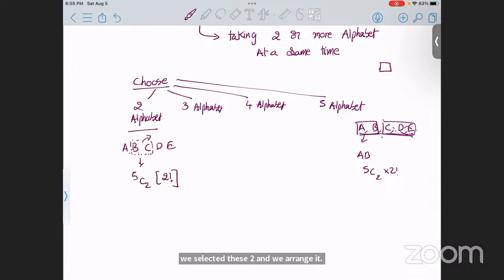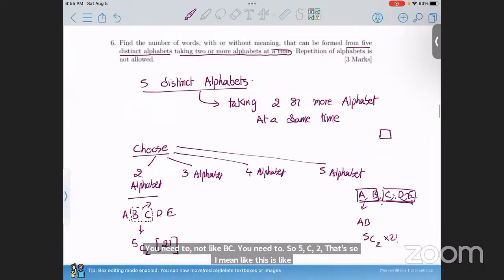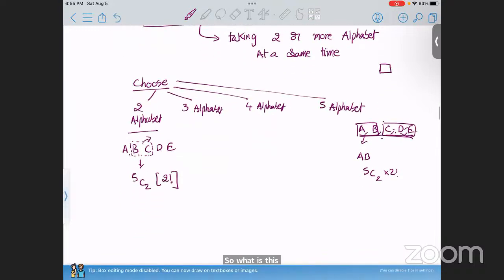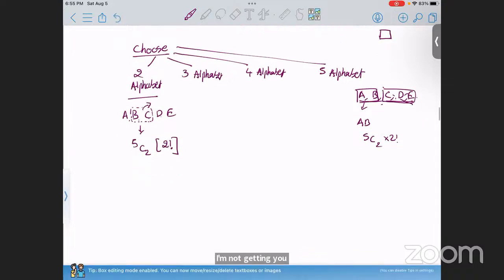If we rephrase it, take any two alphabets from these five, not like BC, any two. So 5C2 into 2 factorial. The 2 factorial is for arranging the 2 selected alphabets.